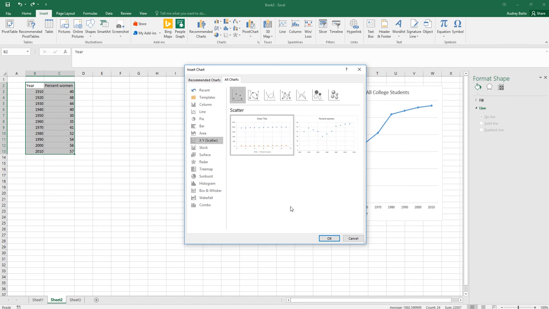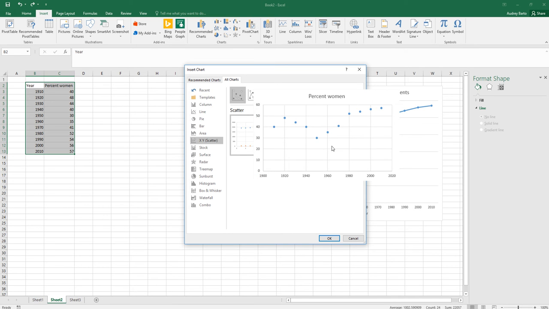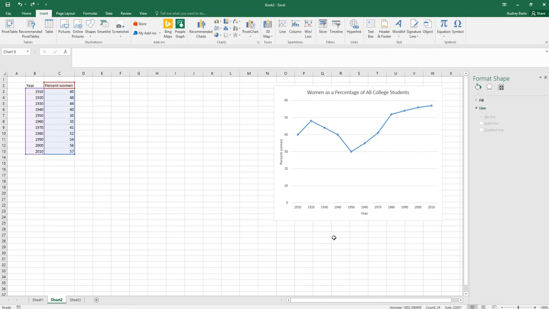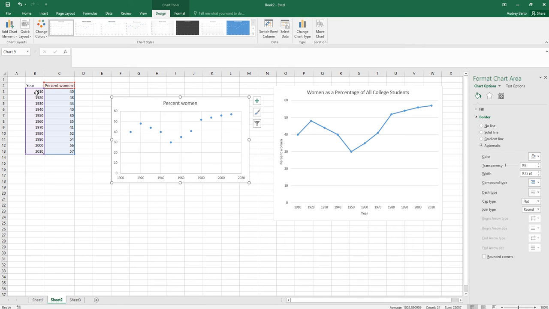You can see there are a couple options here. The first option is showing the years and the percent of women as data points, and I don't want to do that. I want to show them paired together. So the second option is a better choice, so let's go with that one. Now, for instance, 1910 and 40, you can see this on the chart. If you go over to 1910 on the horizontal axis, and then up to 40, that shows the percent of women in that year. That's what we want to see.